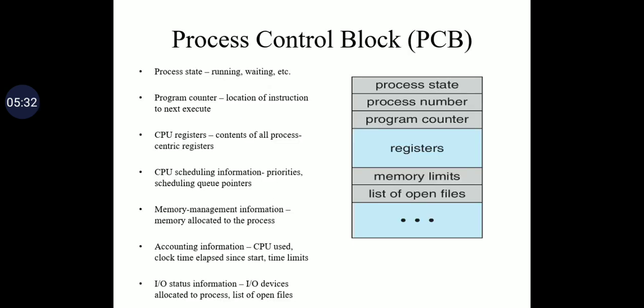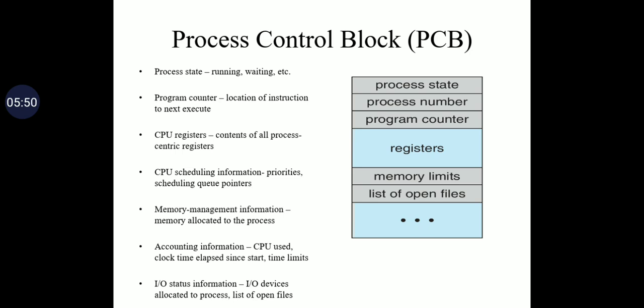The next one is PCB, that is process control block. Whenever a process is created, for each and every process, a data structure called PCB will be created and it will be maintained by the operating system. So the contents of the PCB include the status of the process.